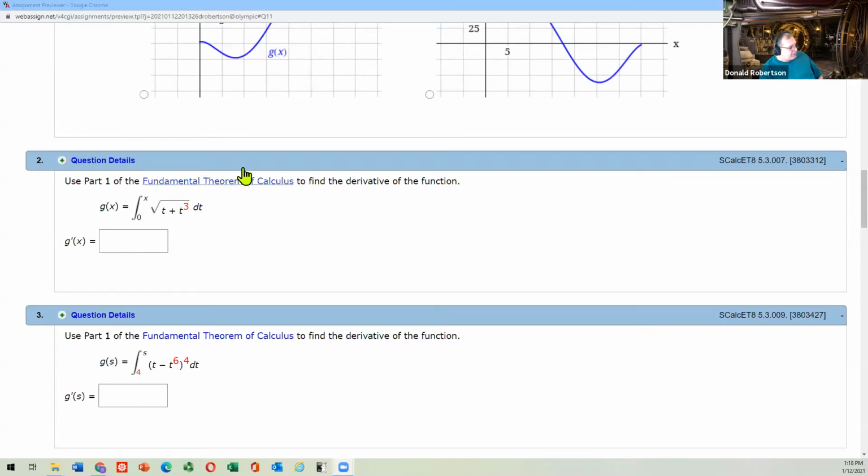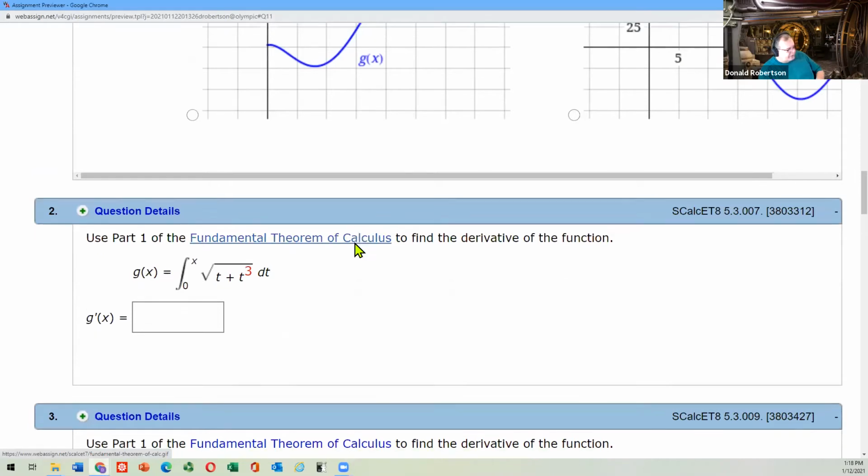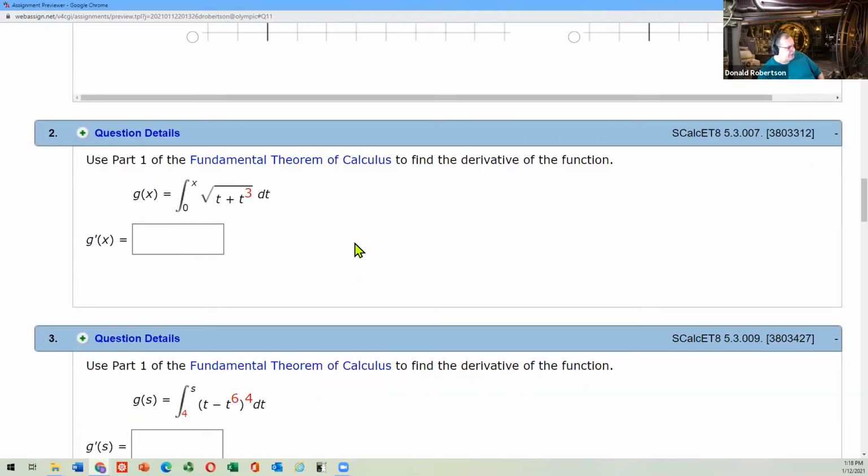So here goes. Maybe make this a little bit bigger. I think there are only 2 questions. Here is the area function. Can you see it's going from 0 to x of this guy? What's the derivative of this fella? Would it just be square root of x plus x cubed? End of question. Move on. Nothing to see here.